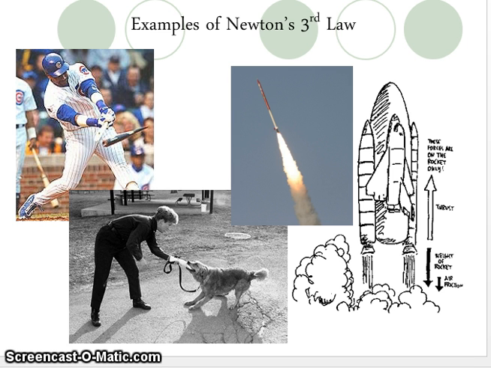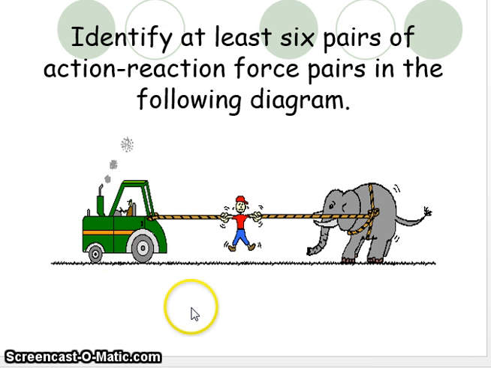Now we want you to practice a little bit on identifying some action-reaction forces. In this diagram, I want you to identify at least 6 action-reaction force pairs in the picture below, the elephant and the tractor and so forth. I'm going to give you a few seconds here to think about that, and then we'll come back on.